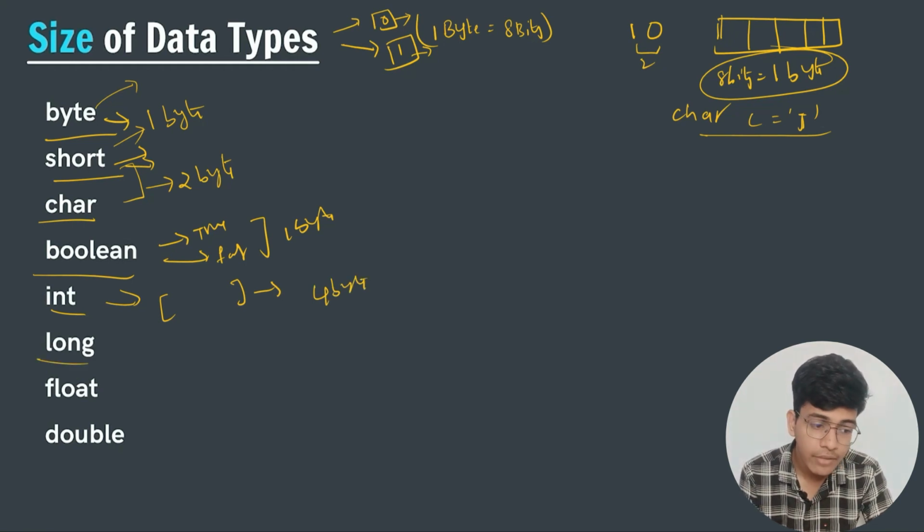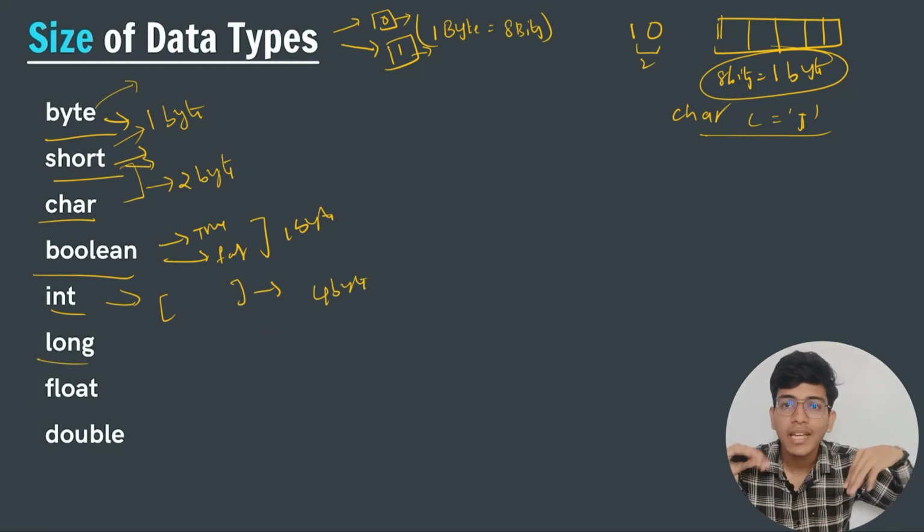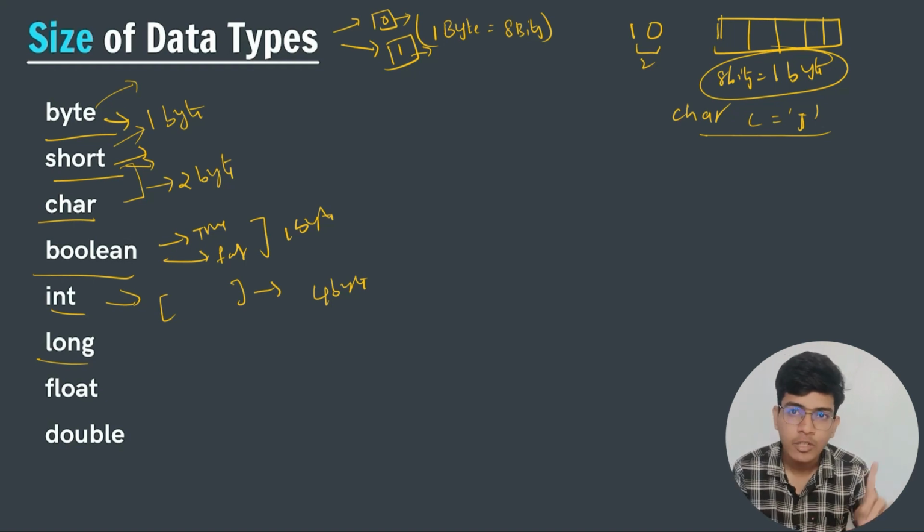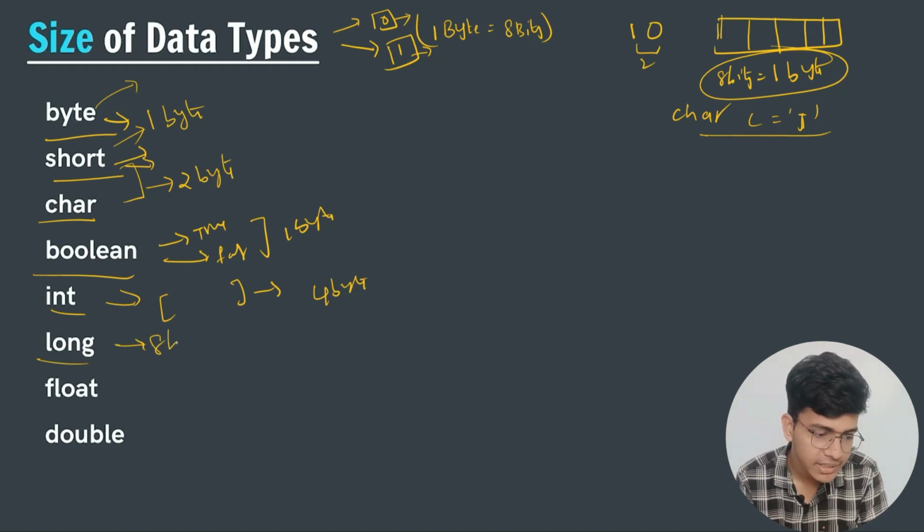And long is for when the number is too big, if it is larger than 2 billion, then we use the long data type to store larger integer values, and the size of this data type is 8 bytes.